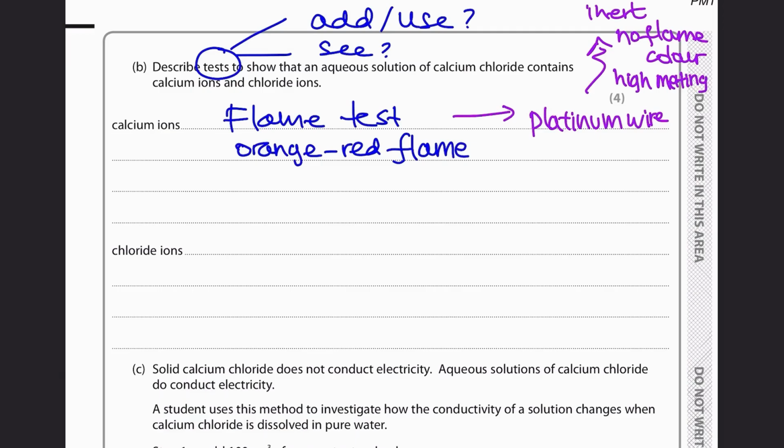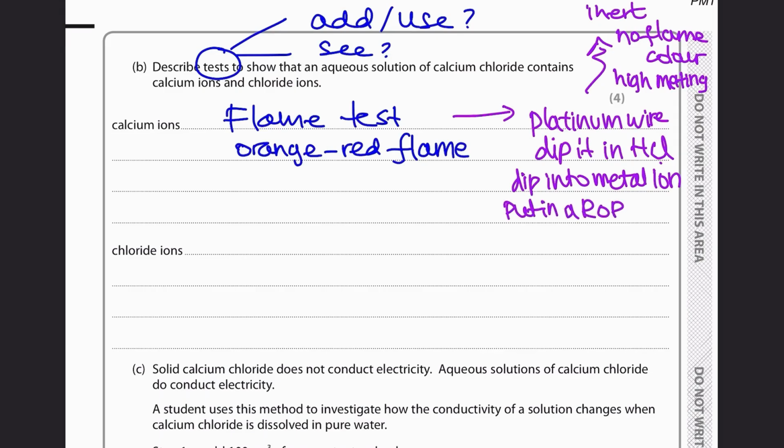That's sometimes also asked in exam papers. So I'm gonna use a platinum wire. You don't want it to melt, that's why it's got a high melting point. Platinum wire, and then you dip it in hydrochloric acid to clean it and get rid of any impurities, and then you dip into your metal ion, and then you're going to put it in a roaring flame. Roaring is like the really hot part of the flame. Sometimes this is also called non-luminous flame.